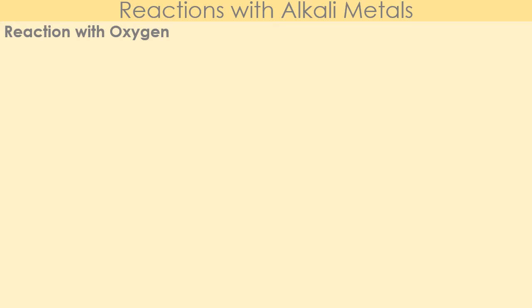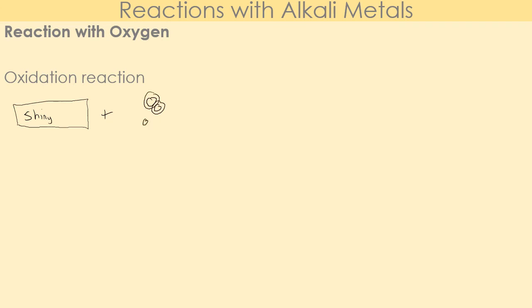So, reacting alkali metals with oxygen. This is an oxidation reaction. If we react anything with oxygen, we can say it's an oxidation reaction. Now, our alkali metals, as we find them, are very, very shiny. If we add them to some oxygen that we have just floating around in the air, our metal, instead of being shiny, becomes very, very dull. We can say it has been tarnished.